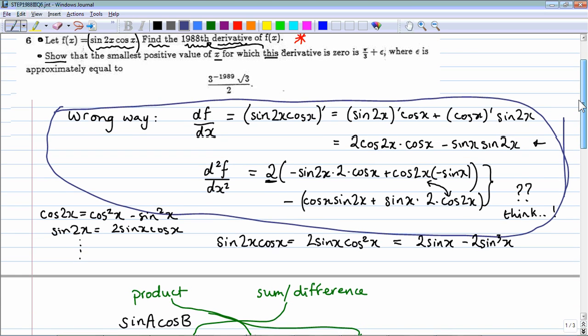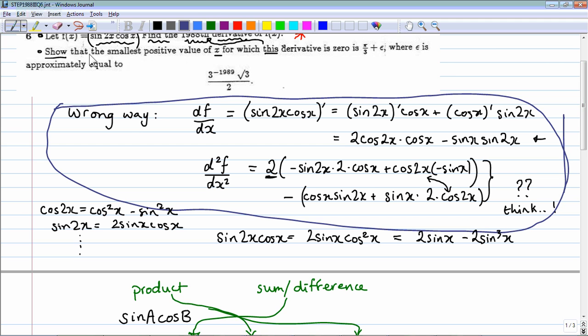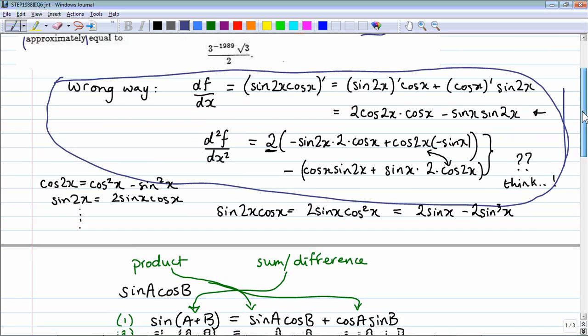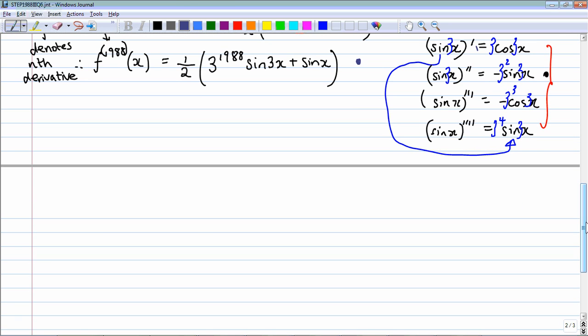Now we're going to show that the smallest possible positive value of x for which this derivative is 0 is, and they give you a formula, pi over 3 plus epsilon, where epsilon is approximately, obviously an important word, approximately equal to this number here. Okay, so what we're doing now is considering the zeros of this derivative.